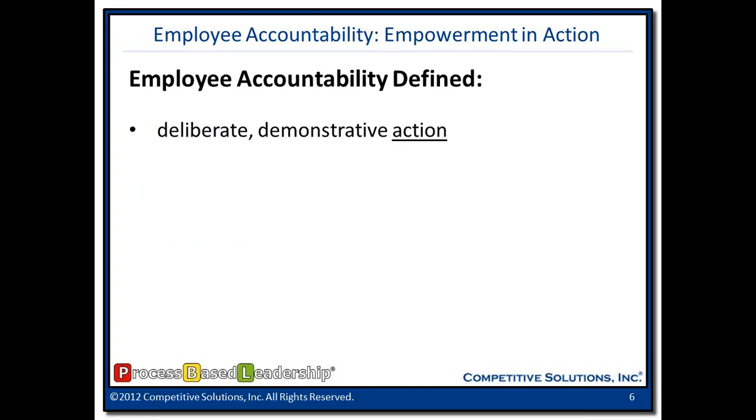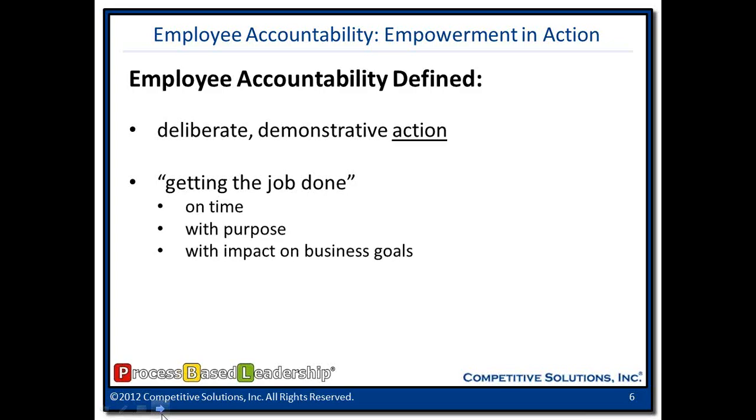Deliberate, demonstrative action. The leader provides the what and the why. The employee provides the how. So by having those clearly defined goals and objectives of what I need you to do with clear target dates, we can rely on our employees to get the job done on time, with purpose, and with impact on business goals, where they can answer the questions, are we winning, are we losing?